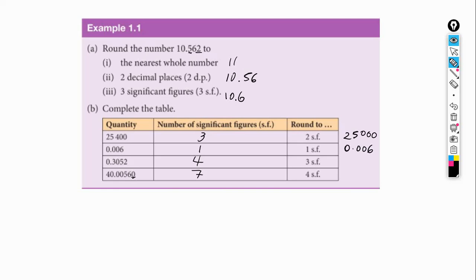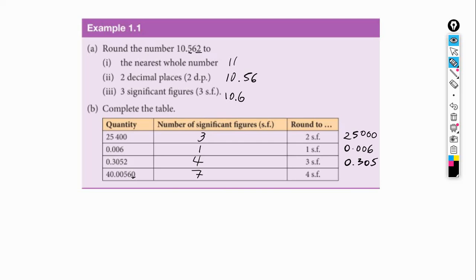Next, they want us to round 0.3052 to three significant figures. So that would be 0.305. And we leave it like that. We don't round it up because the next digit is a 2.